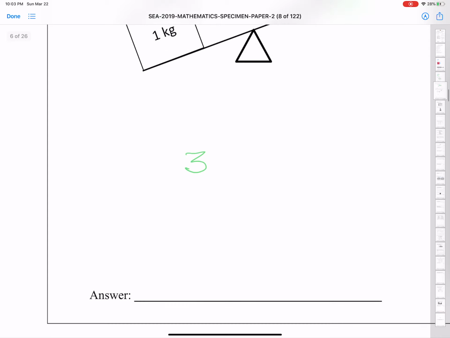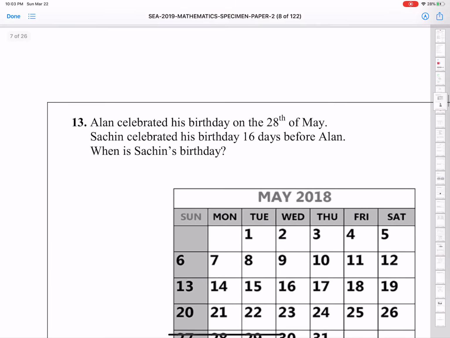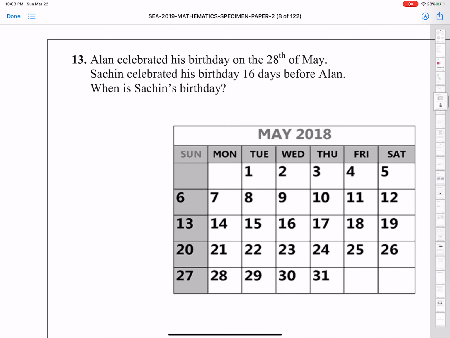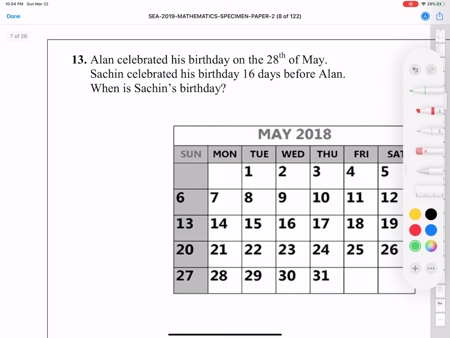Moving along. Alan celebrated his birthday on the 28th of May. Sachin celebrated his birthday 16 days before Alan. When is Sachin's birthday? 28, take away 16. 8 take away 6 is 2. 2 take away 1 is 1.